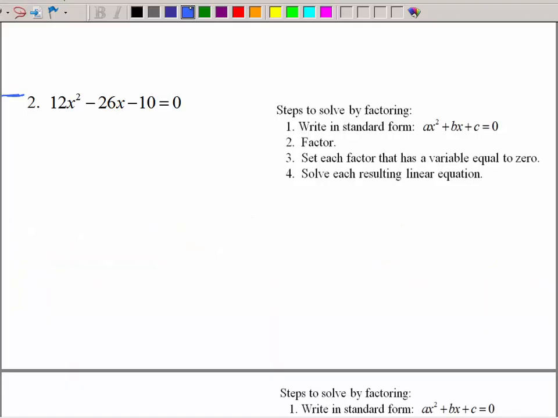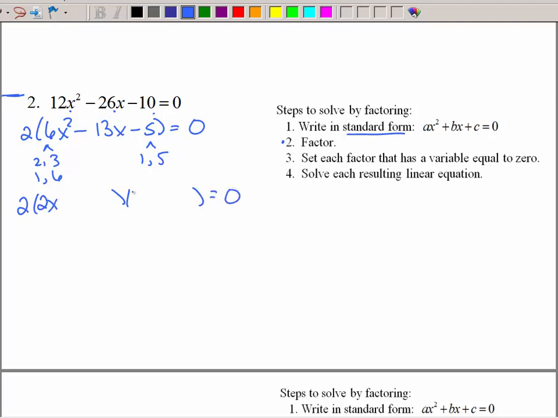So let's look at the second problem. Again, we want to check to see if it's in standard form, and it is. It's equal to 0. So the second step, which is usually the hardest, is to factor. So I notice they're all even, so I'm going to factor out a 2. And then I have a trinomial, so I'm going to use my guess and check method. I know 6 is either 2 and 3 or 1 and 6, but thankfully 5 is just 5 and 1. So I'm not going to forget my 2.